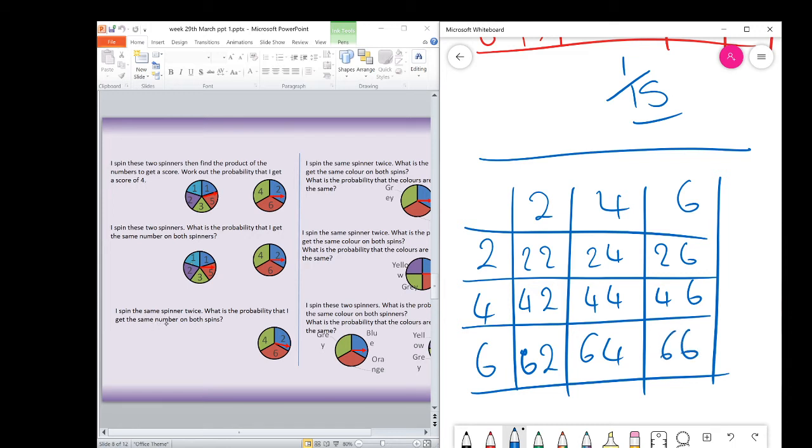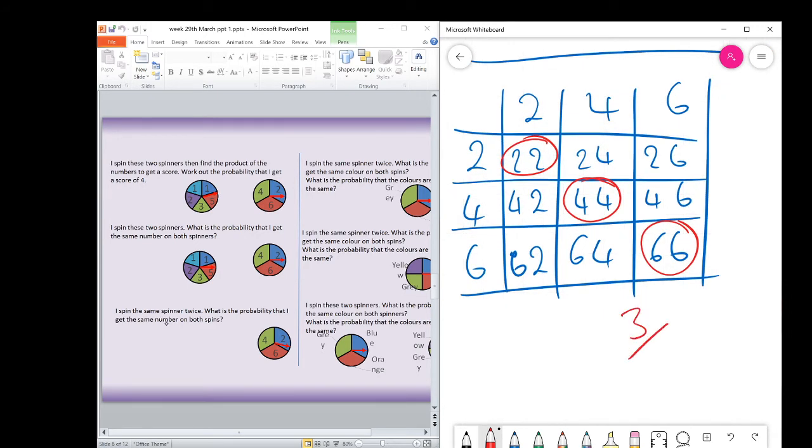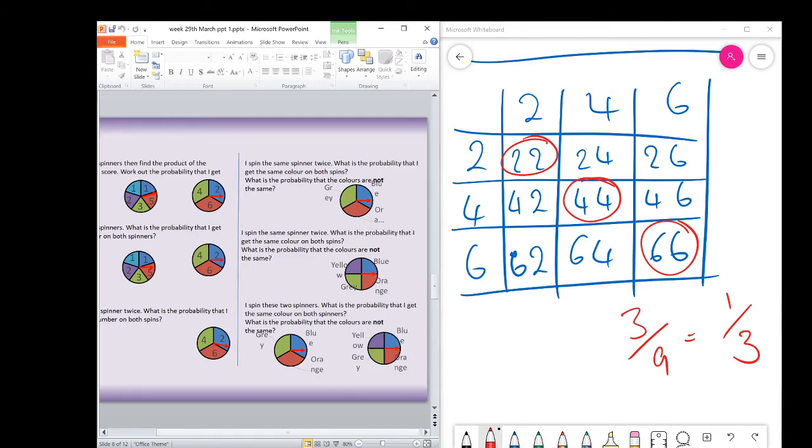I want the same number on both, so that's 1, 2, 3. So that's 3 out of 3, 6, 9 options. Again, you can cancel that if you want to a third. Okay. Right, let's keep going.